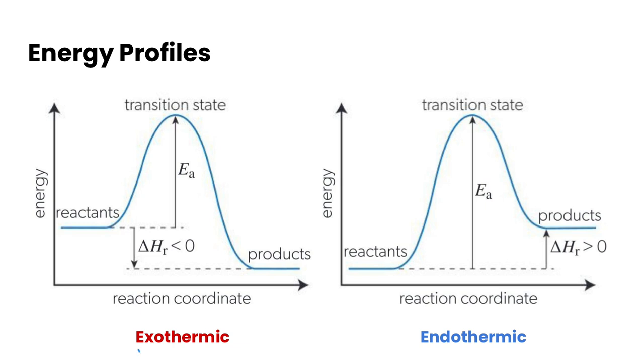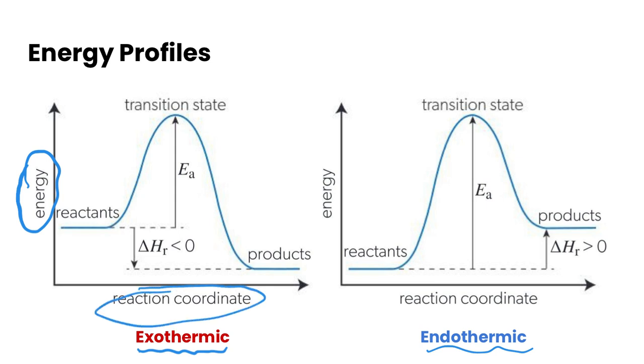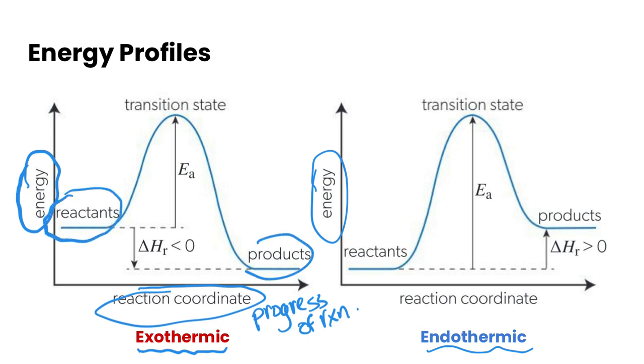So this idea with collision theory and activation energy can be represented in energy profiles. I have an energy profile here shown for an exothermic as well as an endothermic reaction. On our axes here, we've got energy, and then we have reaction coordinate. This is just the progress of the reaction. For an exothermic reaction, our reactants typically have more energy than our products, giving us a delta H enthalpy value that's less than 0 for the reaction.